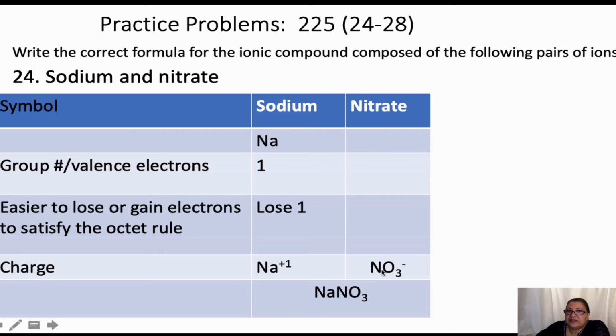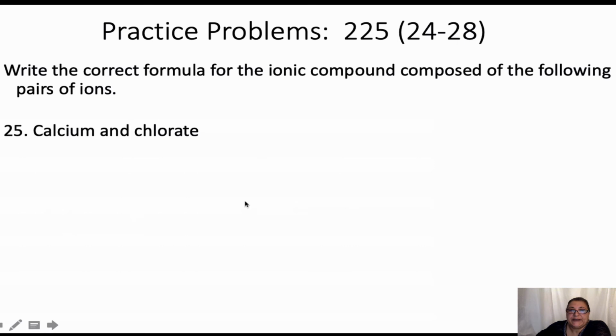Nitrate from that table is NO3 negative, and we do the crisscross. Now when we have a polyatomic and we do the crisscross, then the charge on the polyatomic just goes across, and for that one it goes right outside the parentheses. So you always pretend there's parentheses around this, and if this is a 2, for example, then the 2 is going to go outside of the parentheses. But let's see, we'll probably find another example.